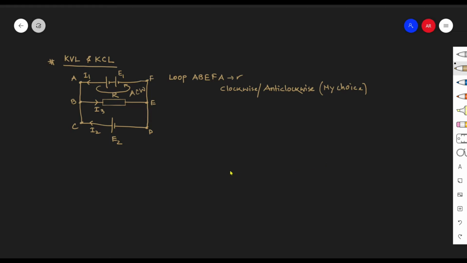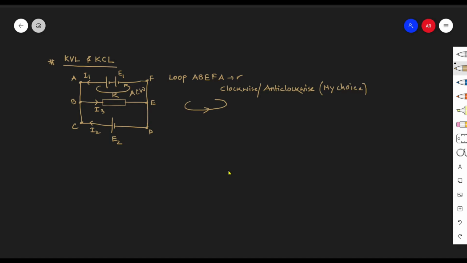Welcome to this video. Here we are going to apply Kirchhoff's voltage loop and current loop, and we would like to see how it works. In our previous video, we covered what the voltage loop and current loop are. Today we are going to apply them to a circuit that contains multiple power supplies. When we have multiple batteries in a circuit, how do we apply Kirchhoff's voltage loop and current loop? So look at this circuit diagram.